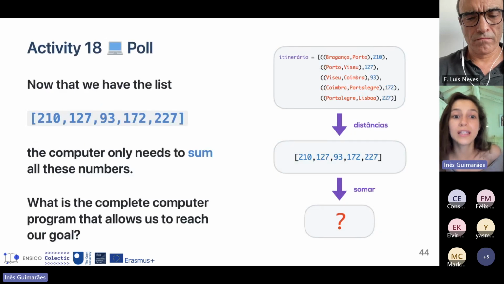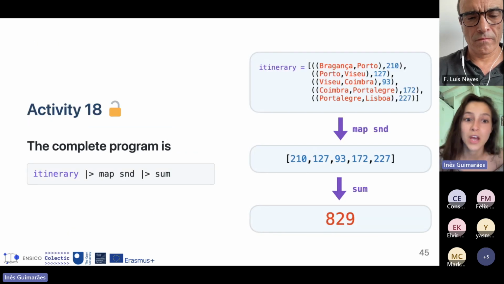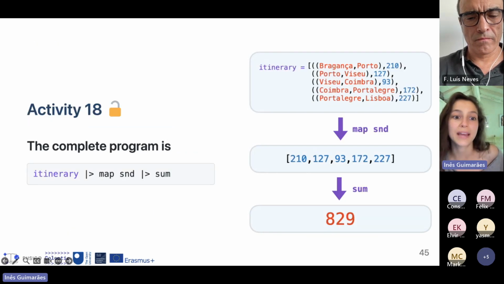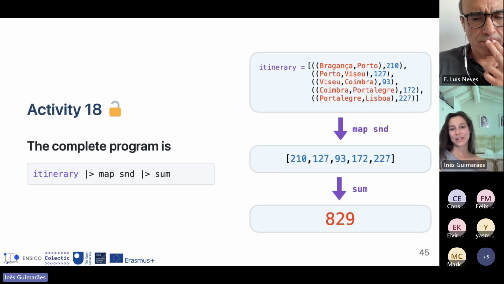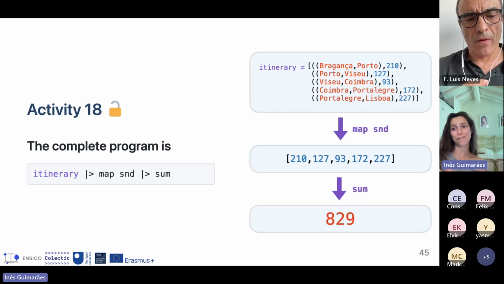And then we only needed to sum all the numbers in this list. And for that, we applied function sum. So this is the complete program. Itinerary, apply map second, apply sum. So with this extremely simple program, that's just a short line, we could solve this problem of computing the distances between these cities. So it's a very simple solution using just a couple of functions.